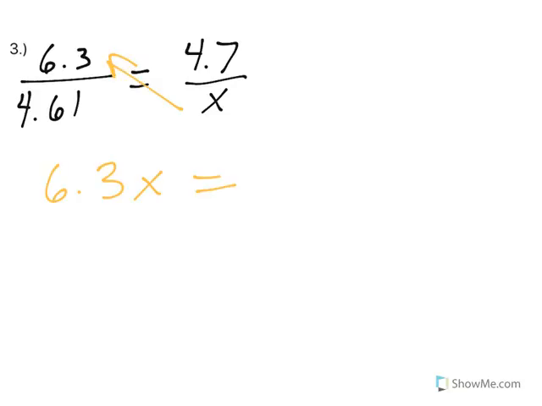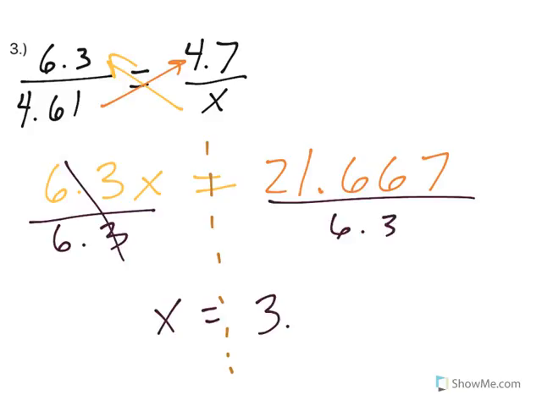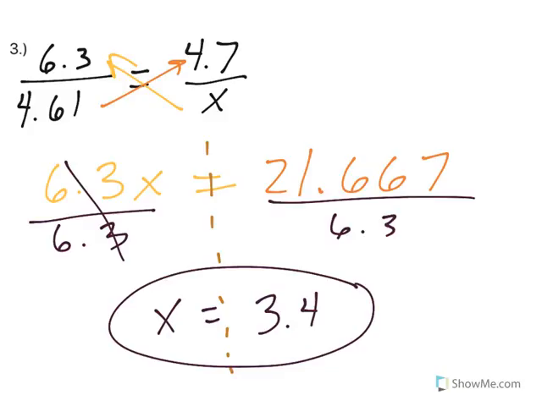6.3x has to equal the other direction. 4.61 times 4.7 gives me 21.667. Again, the equal sign divides this in half. I'm going to divide both sides by the number in front of my variable, and when I round to the nearest tenth, I get 3.4.